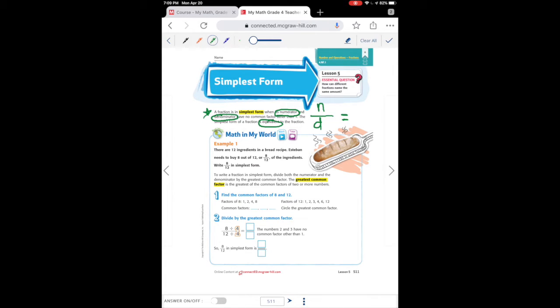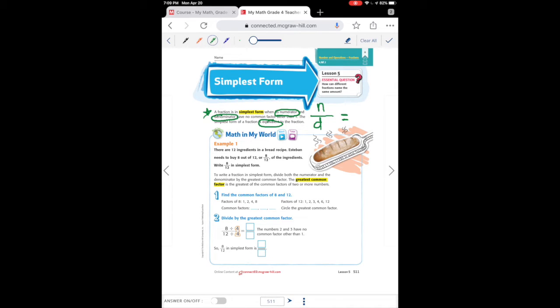Let's jump down to math in my world. Make sure you have these pages with you and you are doing them with me just like we would if we were together in class. Example 1. There are 12 ingredients in a bread recipe. Esteban needs to buy 8 out of 12, or 8/12 of the ingredients.